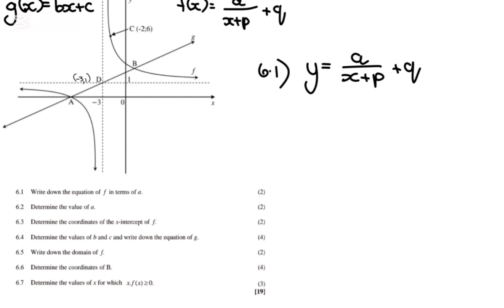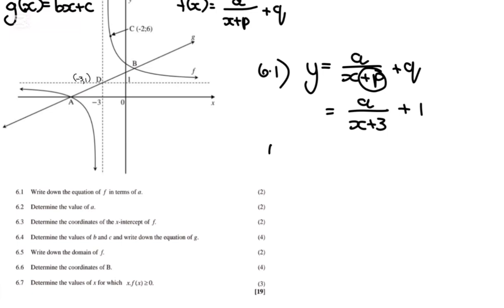So the only two values I, in theory, need to fill in are my asymptotes. Now, this p refers to the vertical asymptote, which is currently at -3. So we always have to change that sign. So this becomes x plus 3. So the vertical one, we always have to change the sign, but the horizontal one, we're going to keep as is. So that would be my new equation in terms of a.